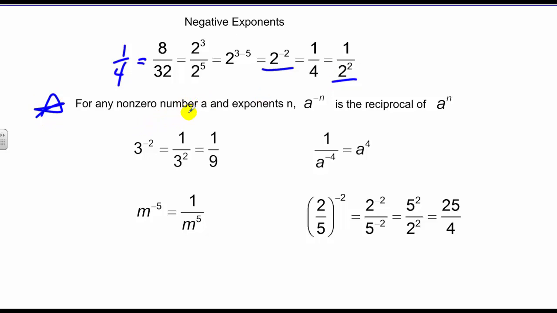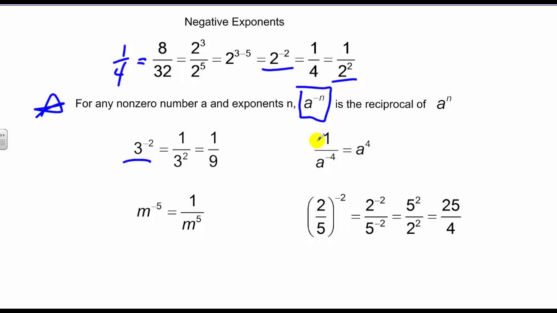For any non-zero number, so that base number is non-zero, and having exponent n, then any base raised to the negative power is the same as the reciprocal of that base to the positive power. So I have a couple examples for us. 3 to the negative 2 is equal to the reciprocal of 3 to the positive 2. So 3 to the negative 2 is 1/9.